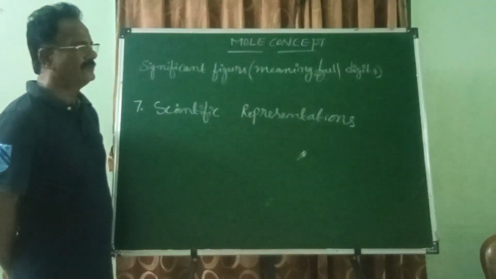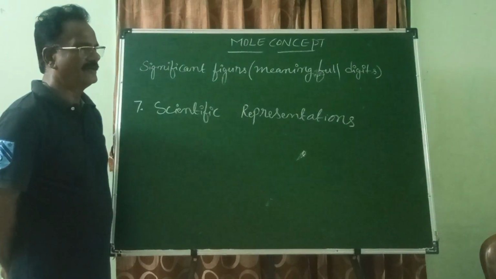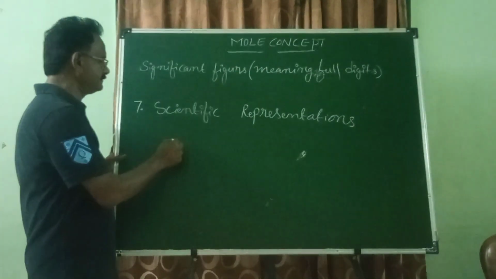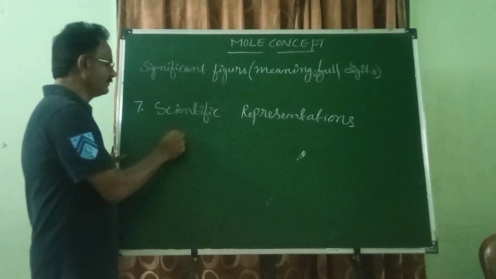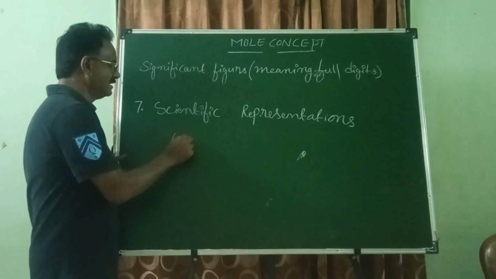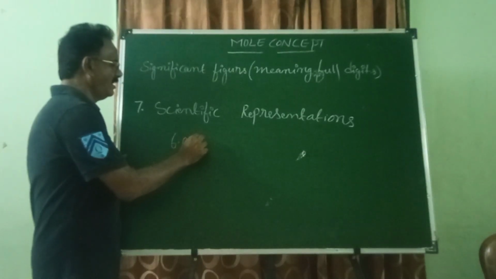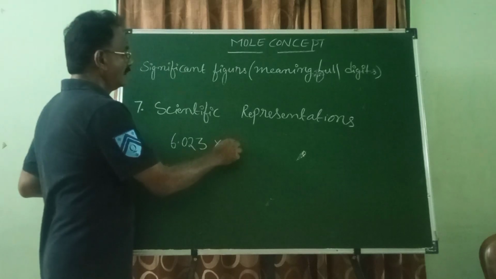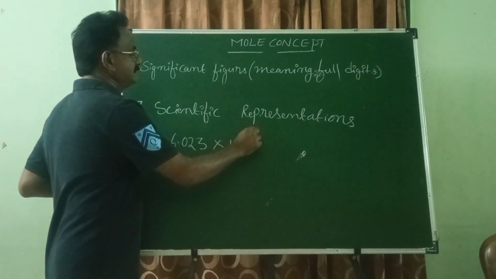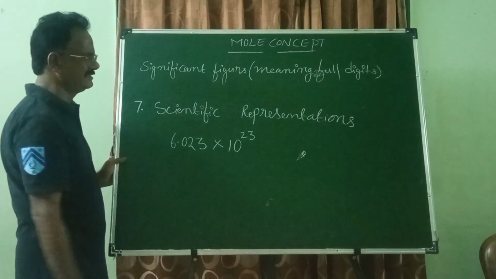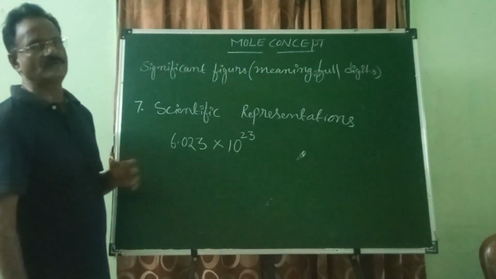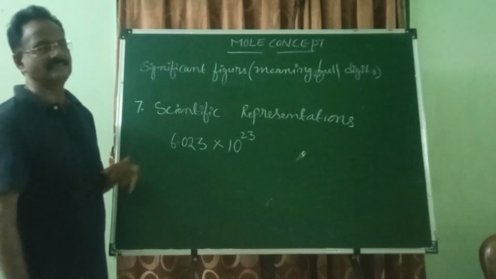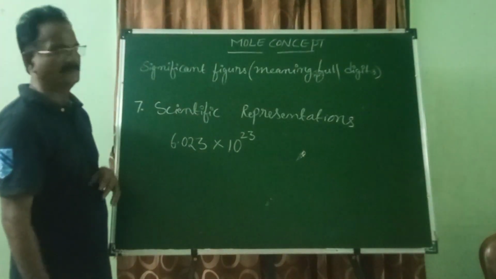Now, when you want to represent Avogadro number in a scientific manner, all the scientists, researchers and students represent Avogadro number like this: 6.023 into 10 to the power of 23. This is Avogadro number. This is scientific notation. This is the scientific representation of Avogadro number.